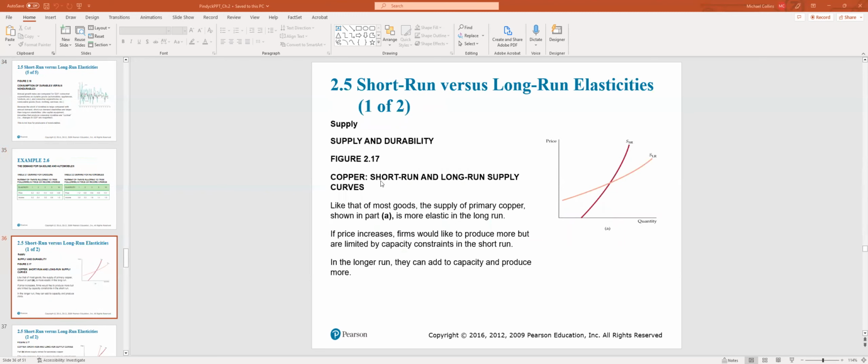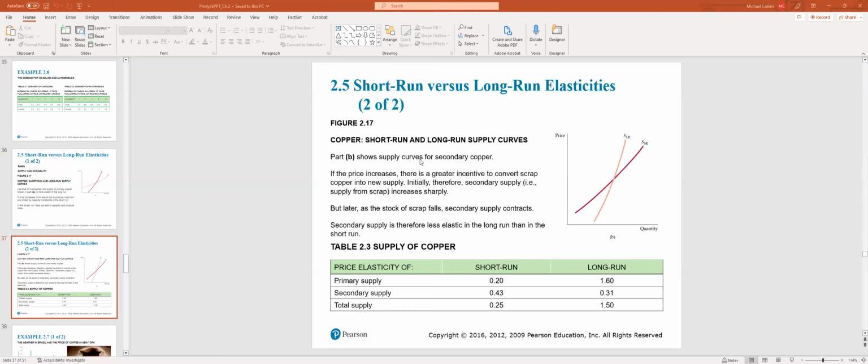Supply and durability. Copper, short run versus long run. Like most goods, the supply of primary copper is more elastic in the long run. Because in the long run, if the price of copper goes high, we'll dig a hole in the ground and find a new mine, right? If the price of copper is low, we're going to stick with what we have in terms of inventories. If price increases, firms would like to produce more, but are limited by capacity and constraints in the short run. In the long run, they could add capacity and produce more. Like I said, dig a new hole.